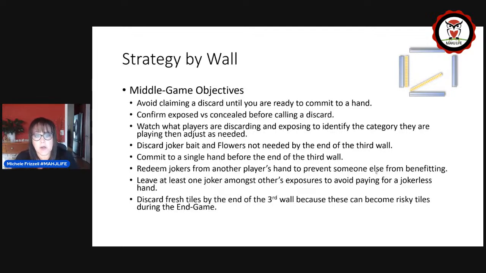Avoid claiming a discard until you're ready to commit to a hand. And we were. So we started to claim a discard. We have one exposure out right now. So we're ready to commit. We have a hand with no gaps.